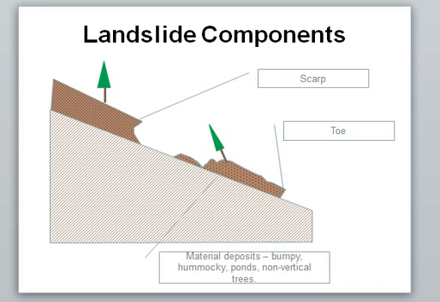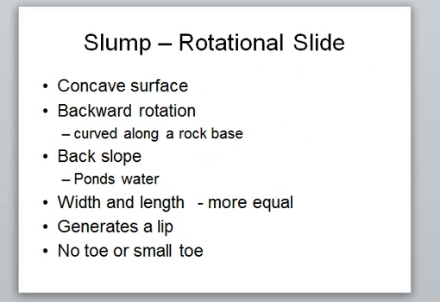So let's look at the first one, a rotational slide or a slump. When you look at a rotational slide, it looks as if the bedrock has just been pulled and slid backwards a little bit. There's a curve along the rock base. You're going to have a back slope, a lot of water. They are about as wide as they are long. They're almost blocky in size. Generally, there is a lip or a higher edge to that, and there's no toe. They don't flow very far.